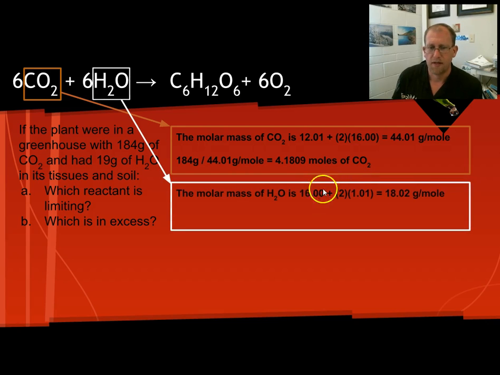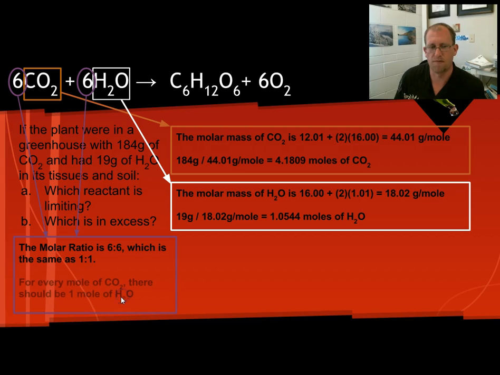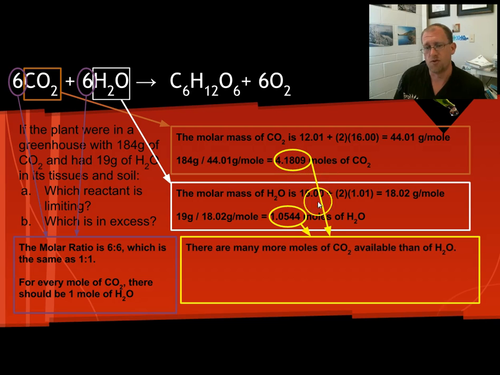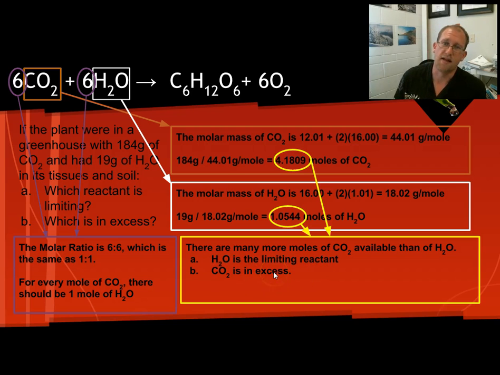Okay, same thing for water. 16 for the oxygen plus 2 times 1.01 for the hydrogens gives me 18.02 grams per mole. So if I have 19 grams of that divided by 18.02, I have basically 1 mole of water. Look at the coefficient bridge. 6 to 6 is basically the same as 1 to 1. So I should have as much CO2 as I have water as far as their molar ratios go, but I don't, right? I've got a lot more CO2 available than I do water. So water is the limiting reactant. It's going to run out first, and I will have CO2 that's in excess.